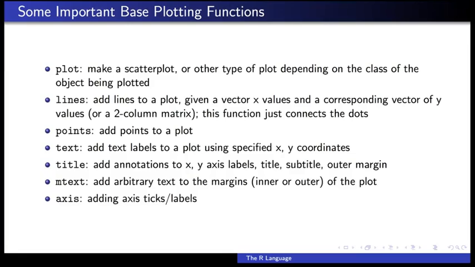Points basically adds points to a plot. It's kind of like lines, but it doesn't actually draw the lines in between the points. So you give it a set of x values and a set of y values, and it puts those points on the plot. Text adds text labels to a plot. So you give it some coordinates, and it will put the text at those coordinates on the plot. Title will add a title to the top of the plot. You can also use title to add things like x-axis labels, y-axis labels, and subtitles and things like that. mtext adds text to the margins, either the inner margin or the outer margin of the plot. And axis annotates the axes, so things like the tick marks. You can add special labels to the tick marks if you don't want the defaults.